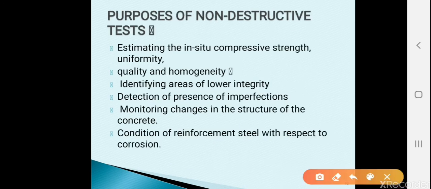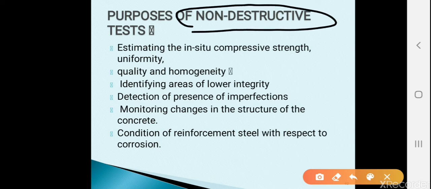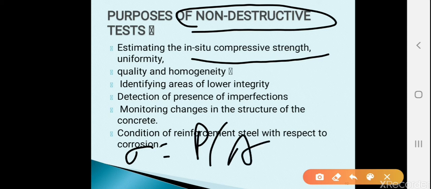What do you mean by purpose? What is the purpose? As I already told, in NDT we are only estimating the compressive strength of the concrete which is already existing. So the first purpose is estimating the in situ compressive strength. We calculate the compressive strength with the help of CTM, with the formula stress equals P by A. That is a different case, because there external loading is applied and the concrete fails. But here we are not damaging the concrete material properties.